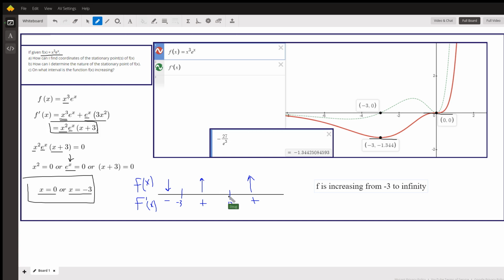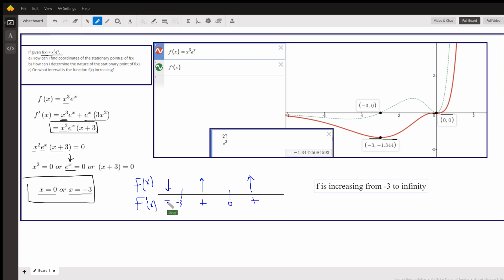Between -3 and 0, pick a test number, like -1. If you put -1 into the first derivative, x squared is still positive, e to the x is still positive, x plus 3 is still positive. So between -3 and 0, the first derivative is positive. And finally, to the right of 0, same deal. Pick a 1, all the factors are positive.